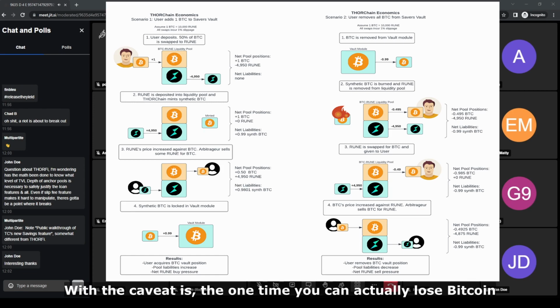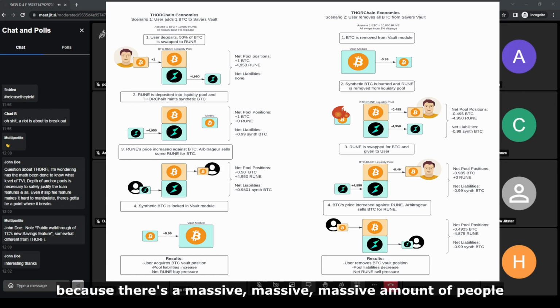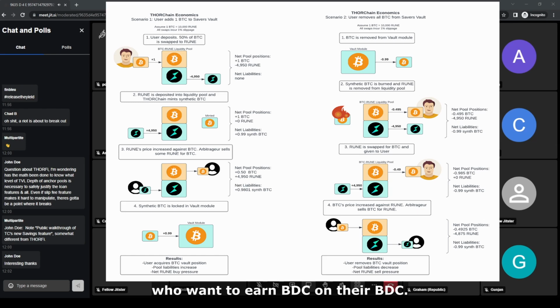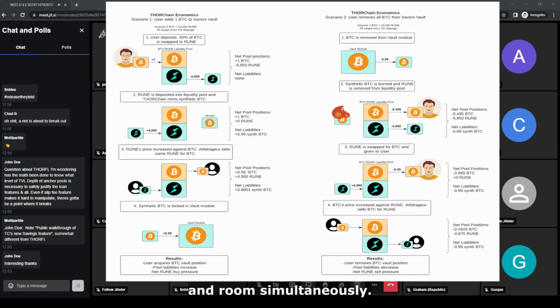The only time you can actually lose Bitcoin is when you have to pay swap fees when you enter the position and when you exit the position. So outside the context of those minor swap fees, you only go up, and that becomes a very attractive feature because there's a massive amount of people who want to earn BTC on their BTC, and there's not a massive amount of people who want to earn BTC and RUNE simultaneously. That difference is going to create significant demand on this network and a lot more capital thrown into the pools.